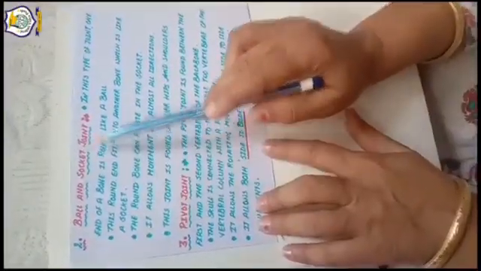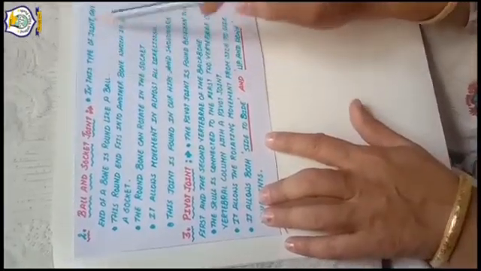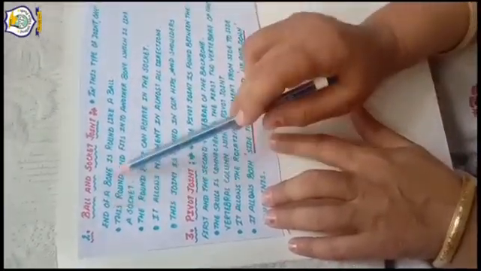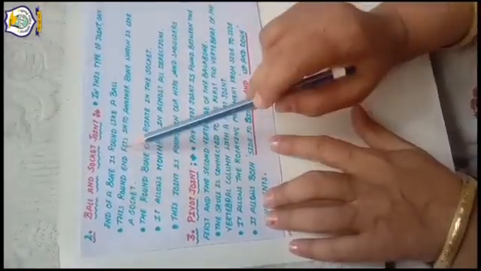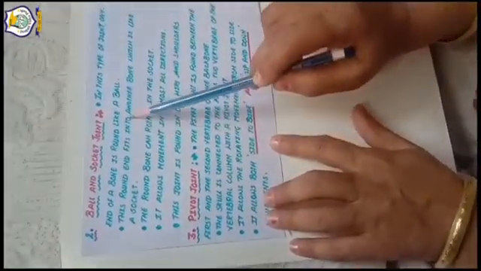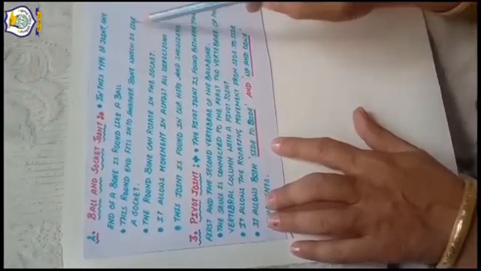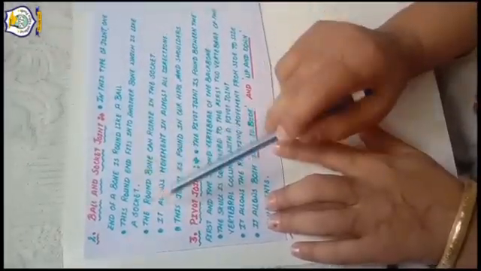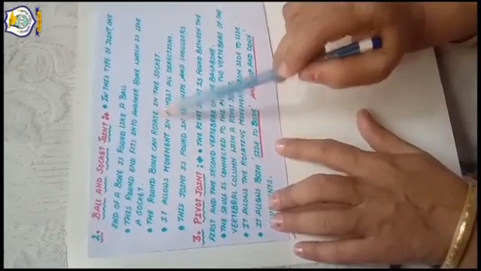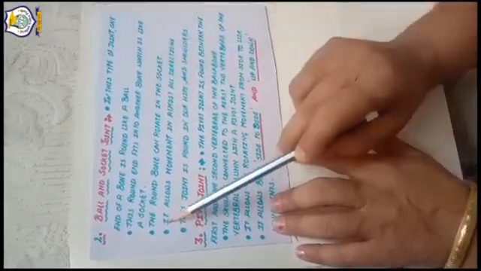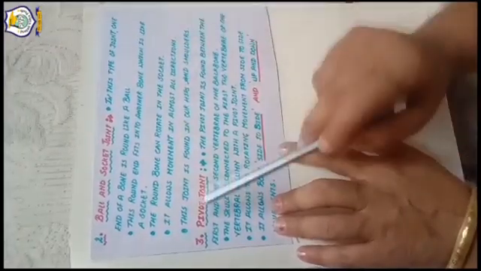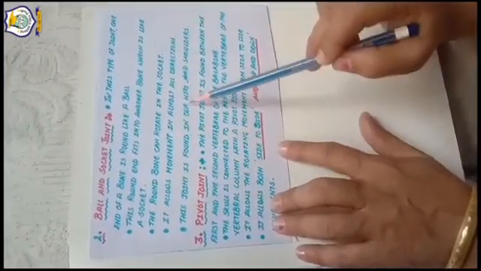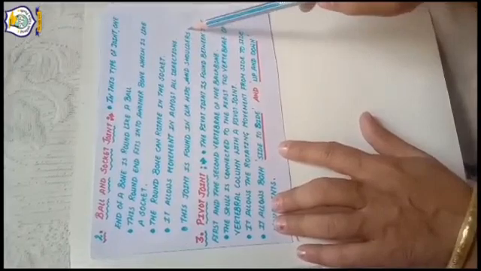Second, ball and socket joint. In this type of joint, one end of a bone is round like a ball. This round end fits into another bone which is like a socket. The round bone can rotate in the socket. It allows movement in almost all directions. This joint is found in our hips and shoulders.